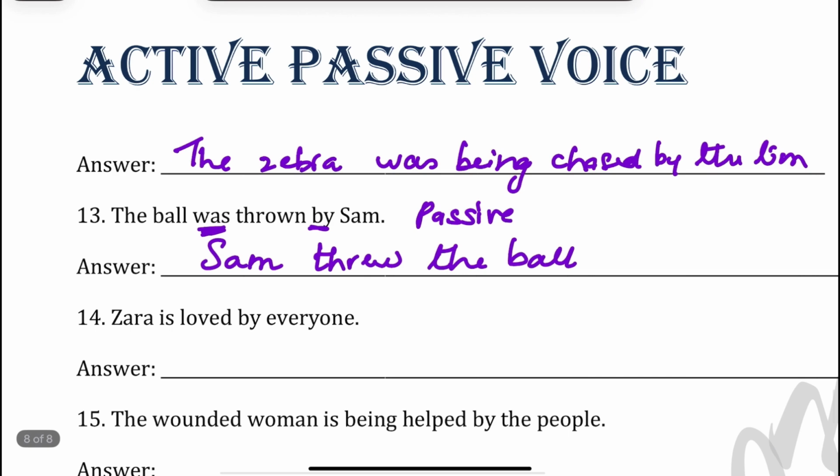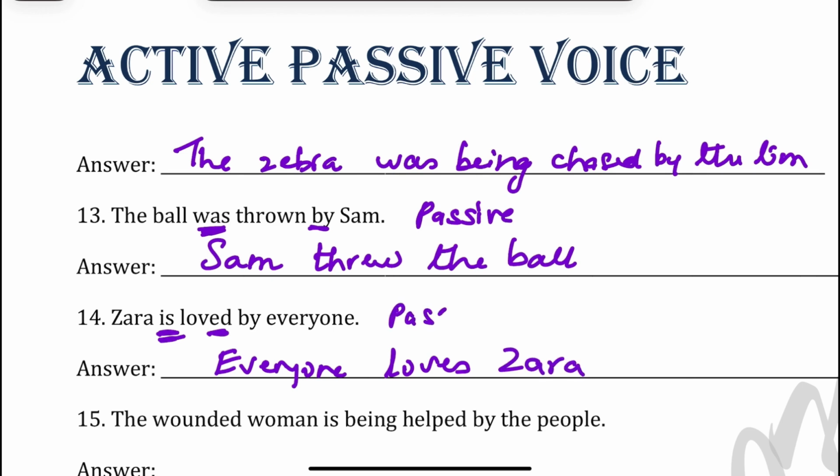Zara is loved by everyone. Is present. And although this is loved, because if you're making passive, you need to make the past of the verb love, you know. So she is loved by everyone. So everyone loves. Why loves and not loved? Because it is present. Everyone loves Zara. This is passive.